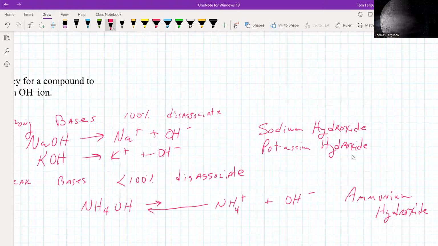And that's ammonium hydroxide. If you go to the store and buy ammonia, the way they make ammonia is they take NH3 gas, ammonia gas, and dissolve it in water, and it becomes ammonium hydroxide. So this is really what you're buying at the store. You're not buying NH3. You're buying NH3 in water, which becomes ammonium hydroxide.